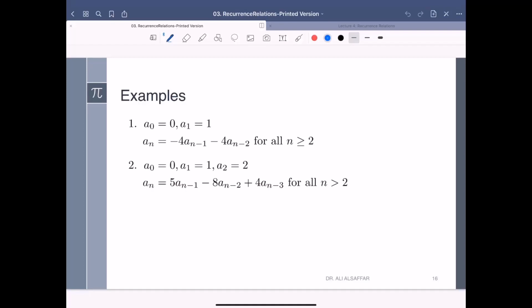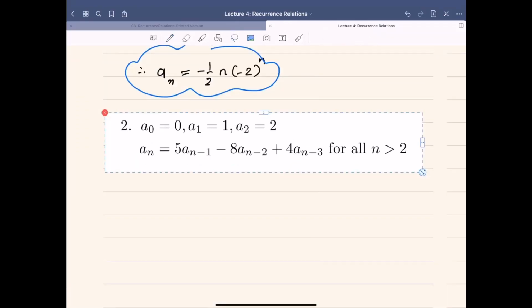Now we will solve the other example. And here is the second example. The initial values, we have 3 initial values, so that means we are going to have the characteristic polynomial of degree 3.